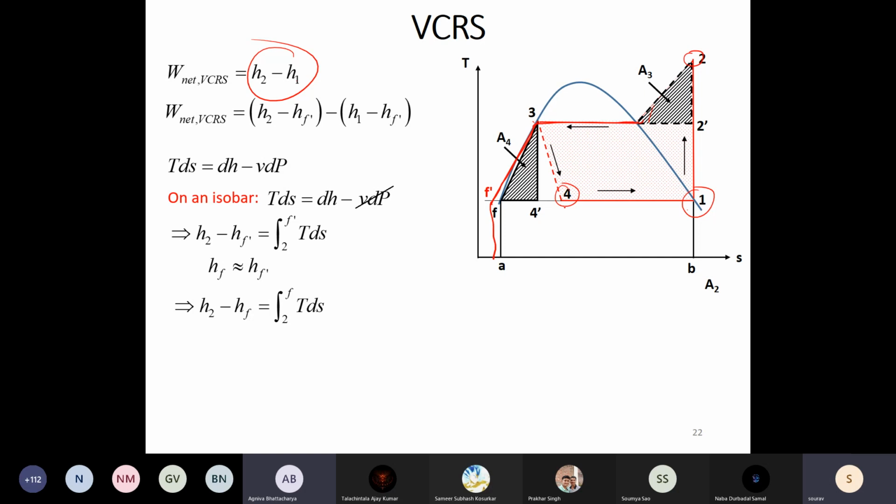And now comes a big dose of approximation, HF prime and HF. Now what is this F? F is the point on the saturated liquid line. So if I extend this isotherm, wherever it hits this saturated liquid line, that point is F. Now the approximation is HF and HF prime are almost the same. Now how can I make this approximation?